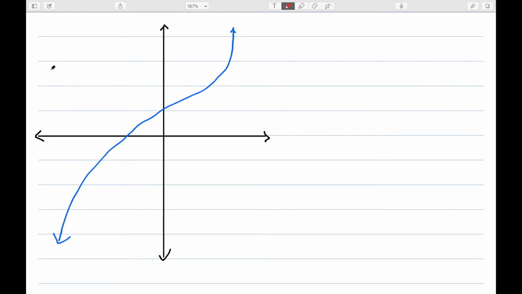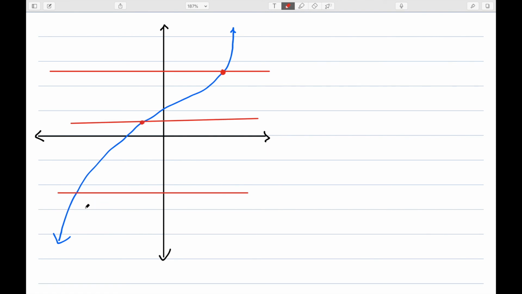If we look at this graph here, no matter what horizontal line I draw, this one intersects the graph once. This one here also intersects once. This one down here also intersects once. Every single horizontal line will only intersect this graph once, which means this is a one-to-one function.